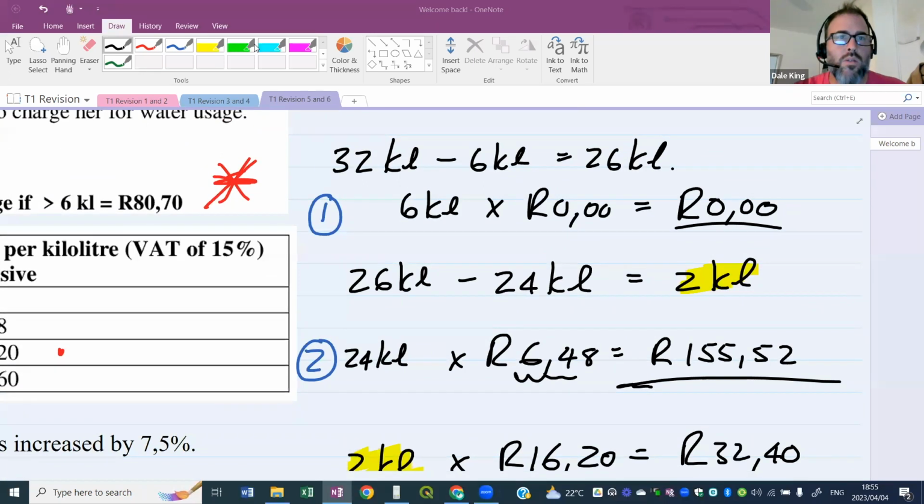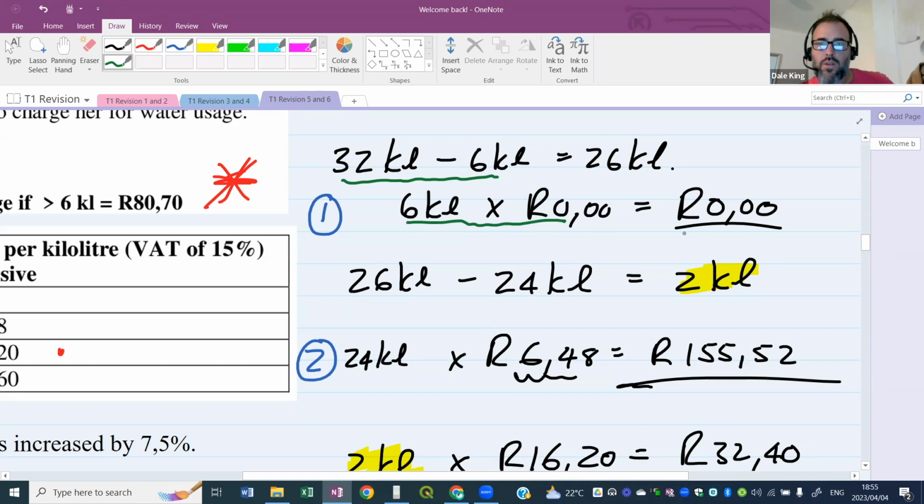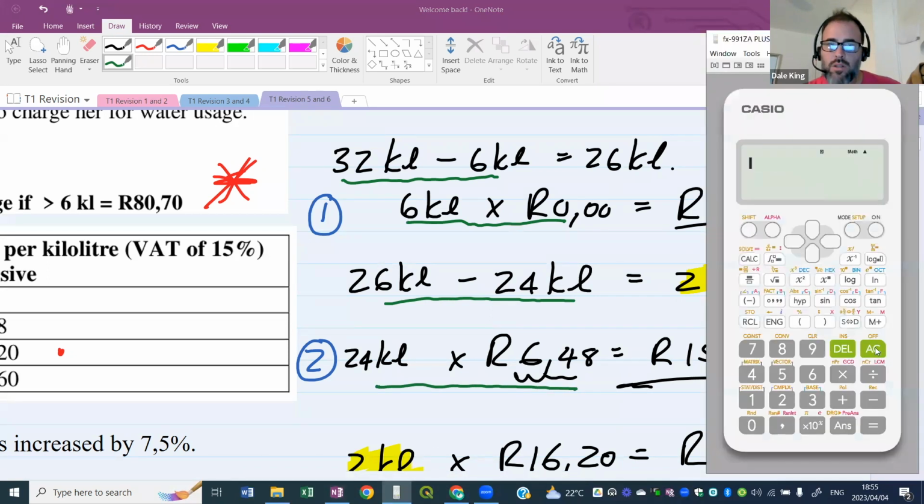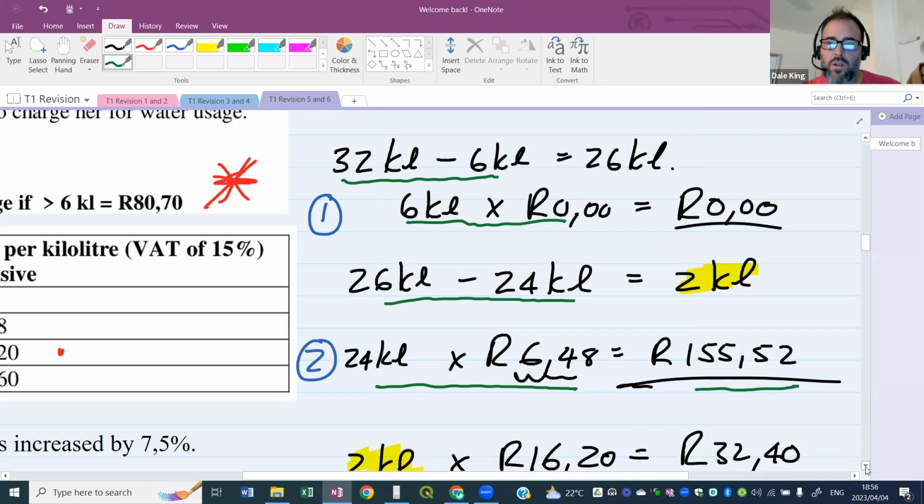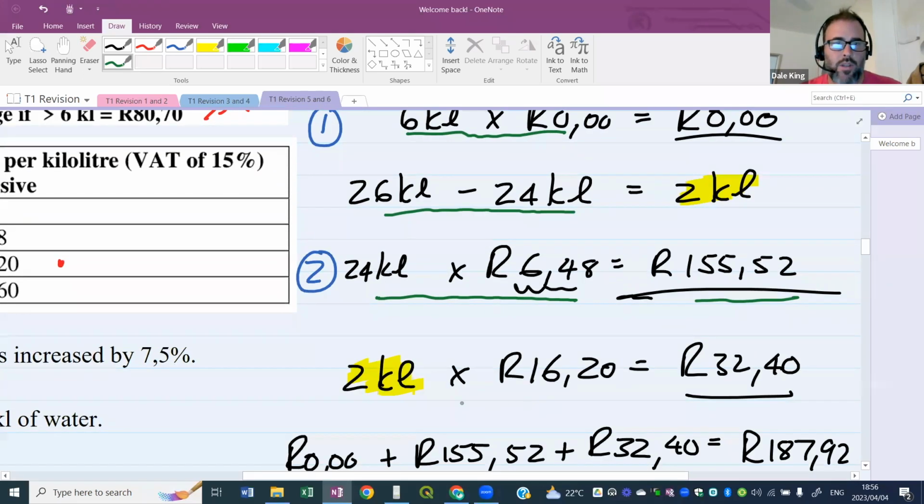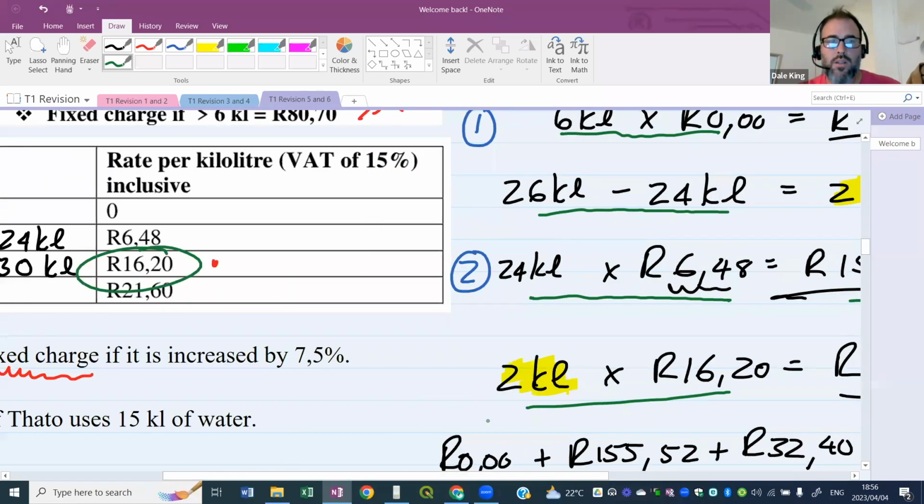I'm going to use a green underline. We have 32 kiloliters. We subtracted the 6. We have 26 left. The first 6 is charged at 0 Rand. We've got 26 left. We have to take 24 out, because there's 24 kiloliters in the second bracket, which means we have 2 left. That 24 is charged at 6 Rand 48. I'm going to check that calculation: 24 times 6 Rand 48 equals 155.52. That's correct. I've still got 2 kiloliters left. The 2 kiloliters that is left is charged at the third bracket's rate, which is 16 Rand 20.